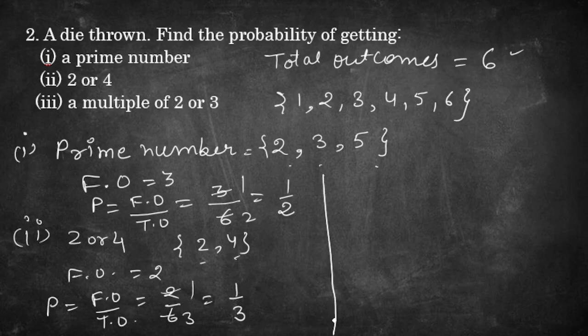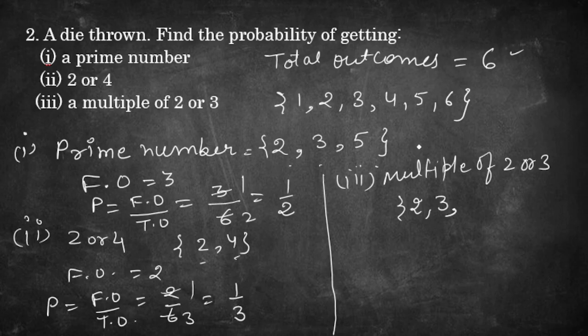Now third bit. Third bit says a multiple of 2 or 3. So out of these, which ones are the multiples of 2 or 3? 2. Yes, it is a multiple of 2. 3. It is a multiple of 3. 4. Multiple of 2. 5. Neither a multiple of 2 nor 3. Leave it. 6. Multiple of 2 and 3 both. Okay, so how many favorable outcomes are there? 1, 2, 3, 4. So there are 4 favorable outcomes, right?